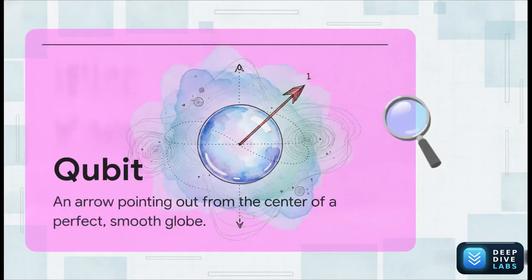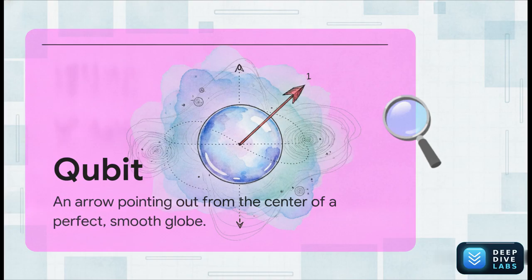I want you to picture a perfect, completely smooth globe in your mind. Not the Earth with all its continents and mountains, just a pristine sphere. This is our quantum playing field. Now, the qubit is simply a single clean arrow pointing outward from the very center of this globe. If it points straight up at the North Pole, well, that means the qubit is a 0. Straight down at the South Pole, that means it's a 1.